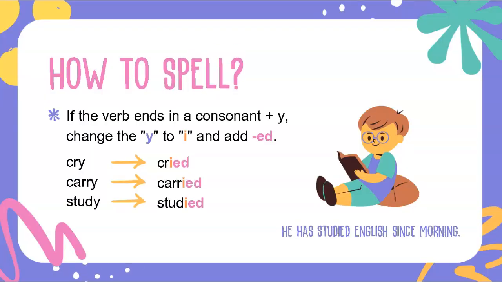And also, if the verb ends in a consonant plus y, you just change the y to i and add ed. ied comes. For example, you say cry, cried, carry, carried, and study, studied. For example, you say he has studied English since this morning.